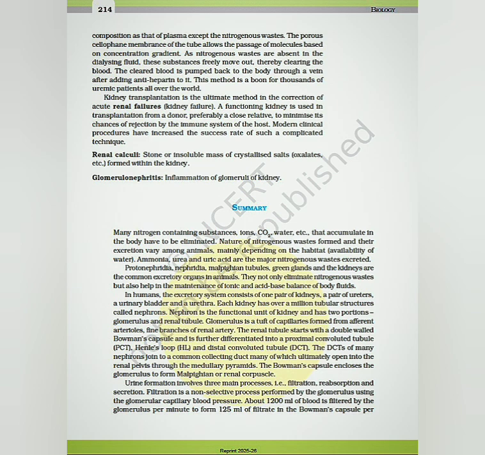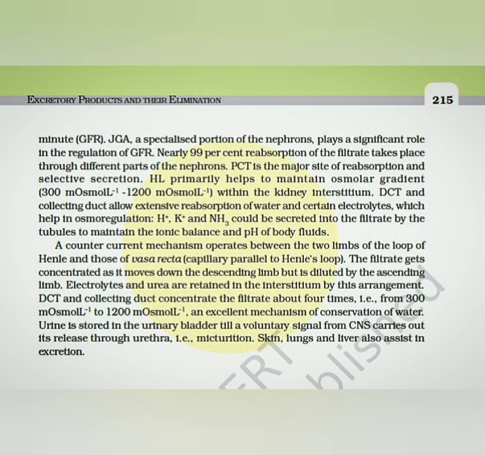Filtration is a non-selective process performed by the glomerulus using the glomerular capillary blood pressure. About 1200 milliliters of blood is filtered by the glomerulus per minute to form 125 milliliters of filtrate in the Bowman's capsule per minute. JGA, a specialized portion of the nephron, plays a significant role in the regulation of GFR. Nearly 99% reabsorption of the filtrate takes place through different parts of the nephron.